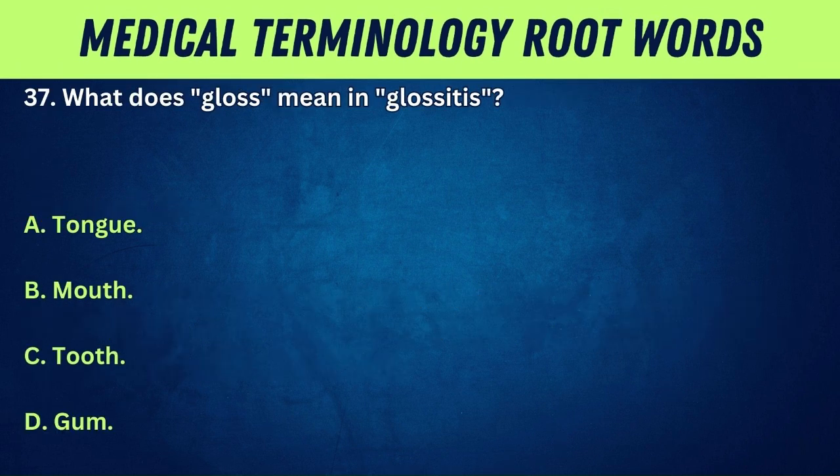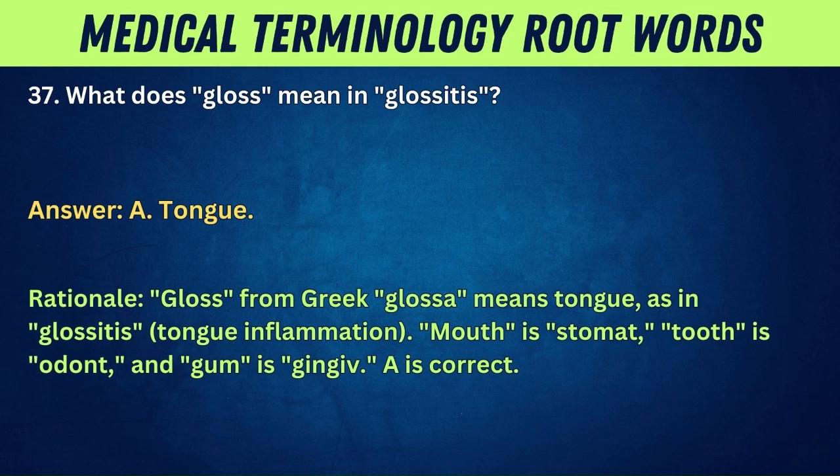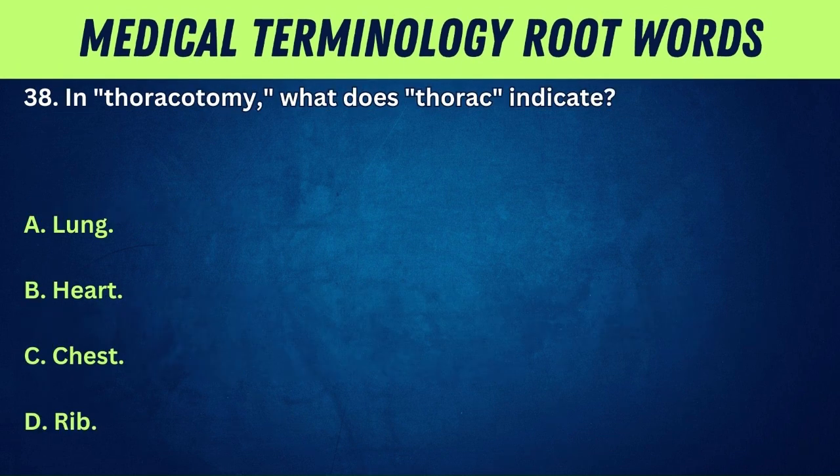37. What does gloss mean in glossitis? A. Tongue. B. Mouth. C. Tooth. D. Gum. Answer: A. Tongue. Rationale: gloss from Greek glossa means tongue, as in glossitis, tongue inflammation. Mouth is stomat, tooth is odont, and gum is gingiv. A is correct.